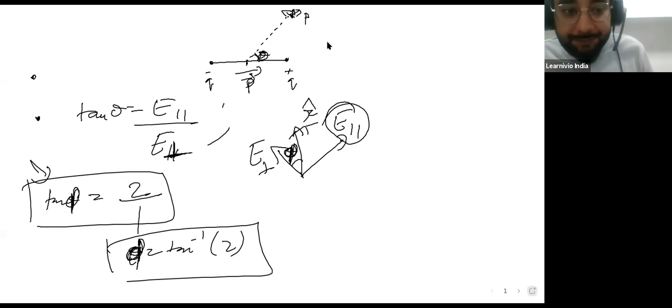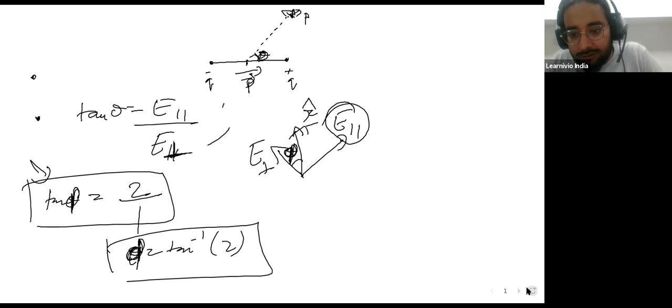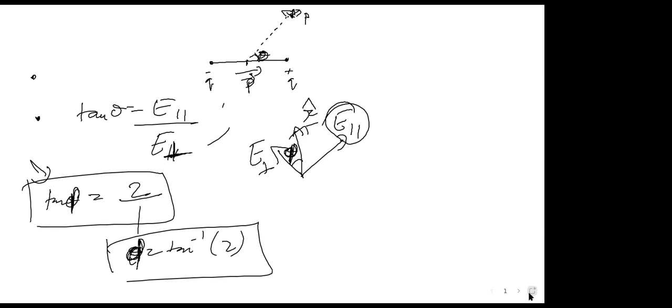Yes, correct. Lovely. Okay, now let's move ahead. So this is basically for r cap, the direction of the vector. This is basically for the direction of the resultant vector.